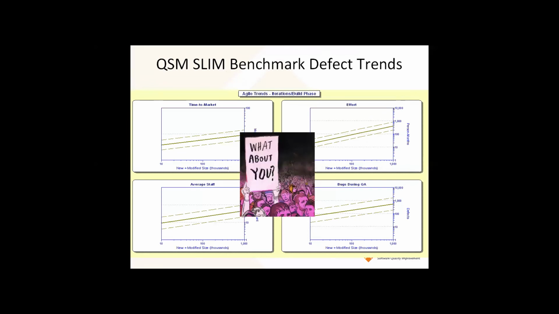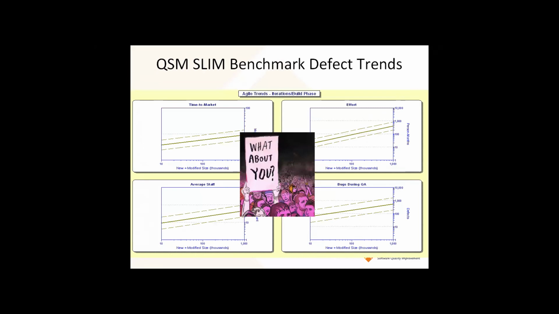Time to market on the upper left. Are we using more or fewer people on the lower left, average staff? Are we spending more effort or less compared to what we did last year? And are bugs during QA higher or lower on the lower right? So you can kind of benchmark yourself.